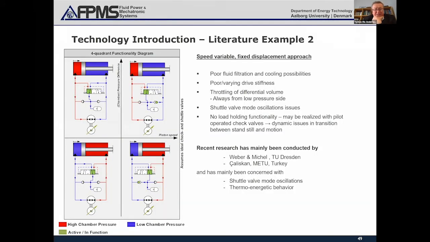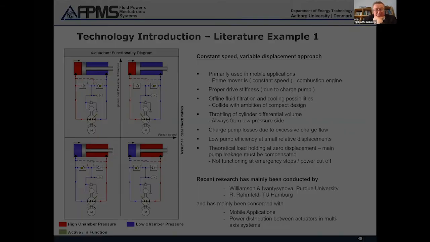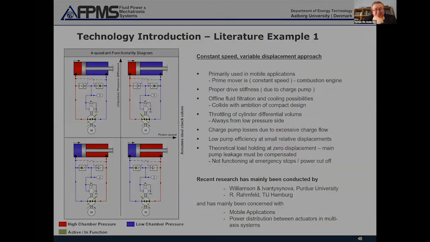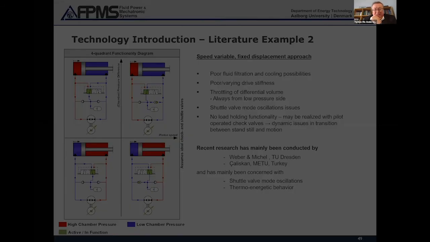This is just 2 examples of how they can look, with a variable speed and a fixed speed. Here you have a fixed speed, and here you have a variable speed. Different concepts that have been looked at.